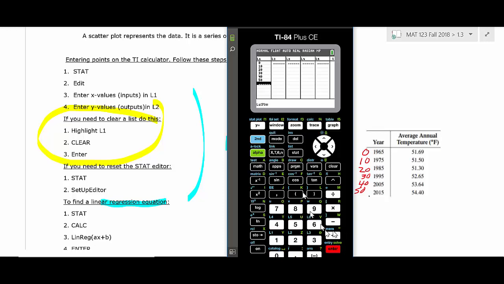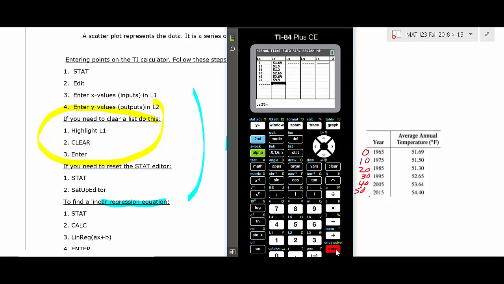So you want to put that in, and then you want to go to Y, or L2, and then you put the temperatures in. So if you put that in, we'll have 51.69, and then 51.5, 51.3, and so forth. Then I got 52.65. Always got to press enter to put it in, then 53.64. And then the last thing you put in is 54.4, like that. Okay, and don't put anything else in.